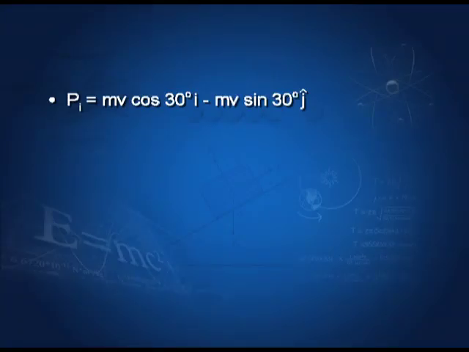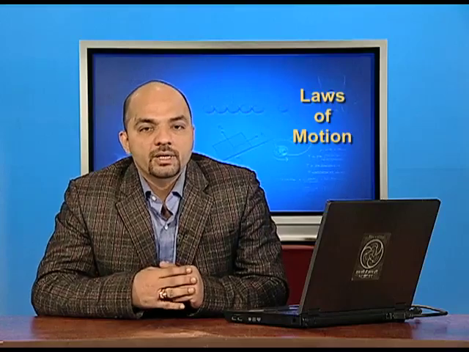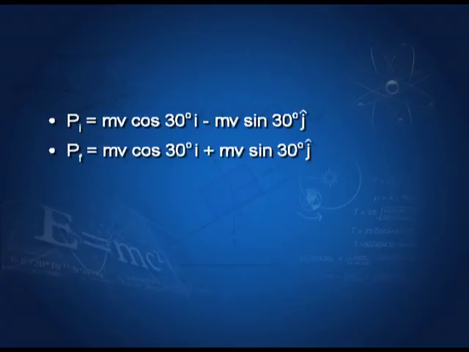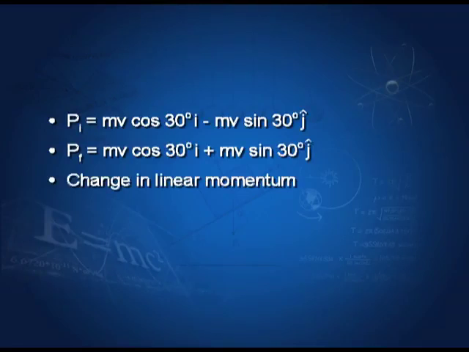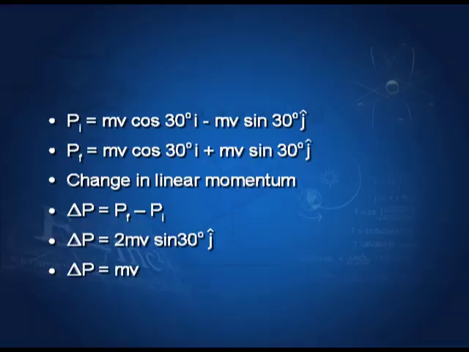P initial equals m v cos 30 along i minus m v sin 30 along j. After collision, it bounces back at the same angle, so resolving linear momentum into its rectangular components, we get m v cos 30 degree along i plus m v sin 30 degree along j. So, change in linear momentum delta P equals P final minus P initial. Substituting the values, we get delta P equals 2 m v sin 30 along j. Substituting the value of sin 30, we get delta P equals m v.